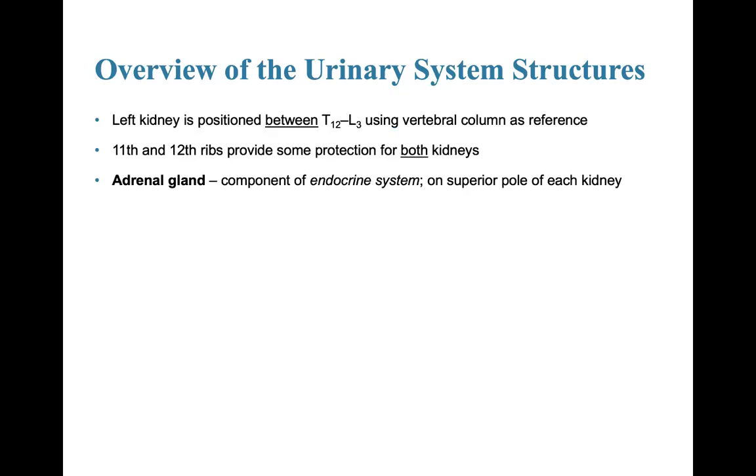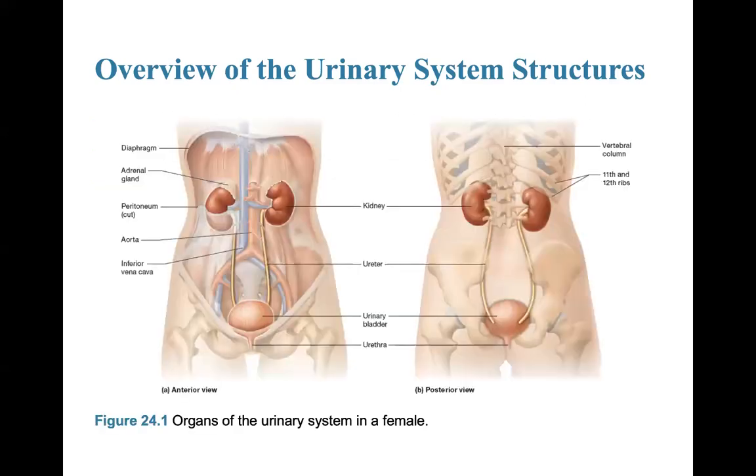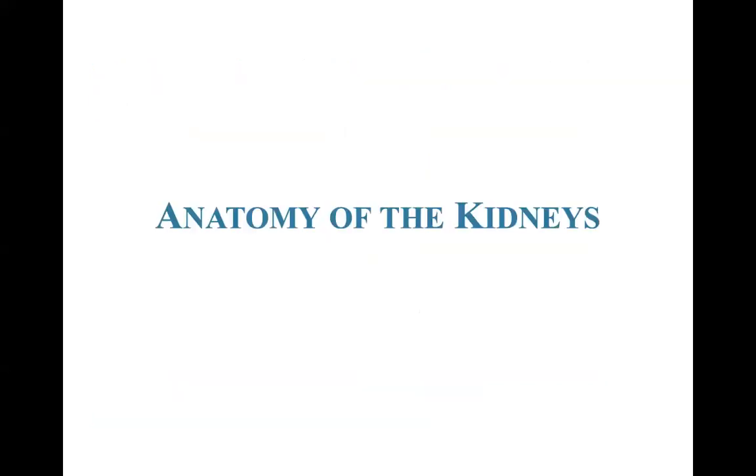The 11th and 12th ribs provide some protection for both kidneys. And the adrenal gland, which is the gland that we talked about in the endocrine system, is located in the superior region of each kidney. So here we can see, looking at the anterior and posterior views, the kidneys nestled in there. They are actually a lot higher than a lot of people think. And then you can see the ureters. These are the vessels that go down to the bladder. Okay, so let's look at the anatomy of the kidneys.